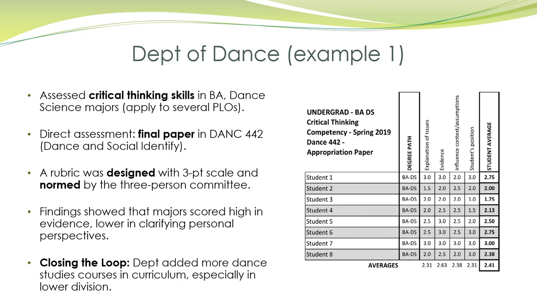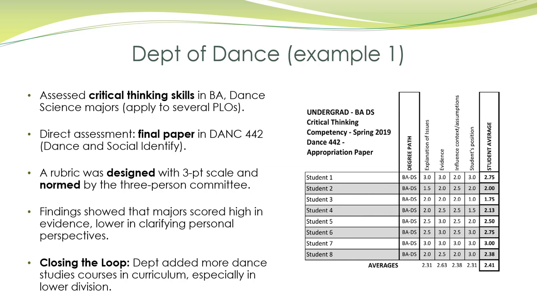A three-person committee in Dance reviewed papers from students in the course, and they used the AAC&U VALUE rubric for critical thinking, which they revised for their assessment. Prior to conducting the assessment, the three-person team met to discuss the rubric for a norming session.